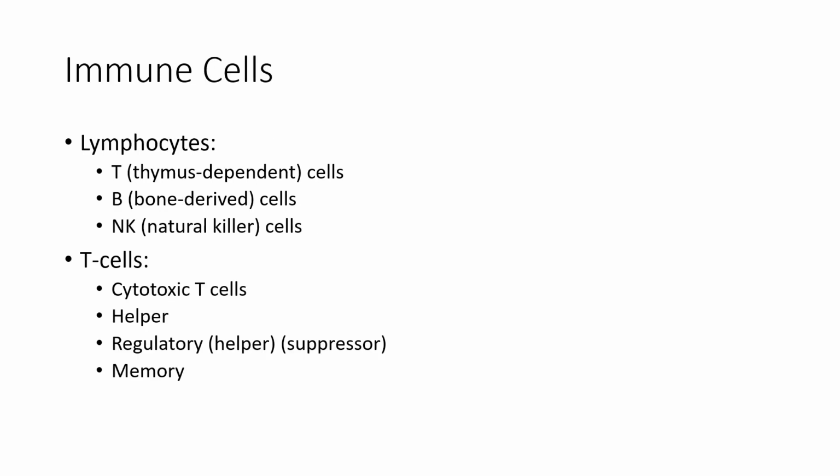All right, so moving on into specific immune cells. So we have lymphocytes, and these should be terms that we have seen before in this lecture. So we have T cells, B cells, and NK cells. These are all lymphocytes. Within T cells, we have various types of T cells. Cytotoxic T cells, helper T cells, regulatory or helper or suppressor T cells, and then memory T cells.